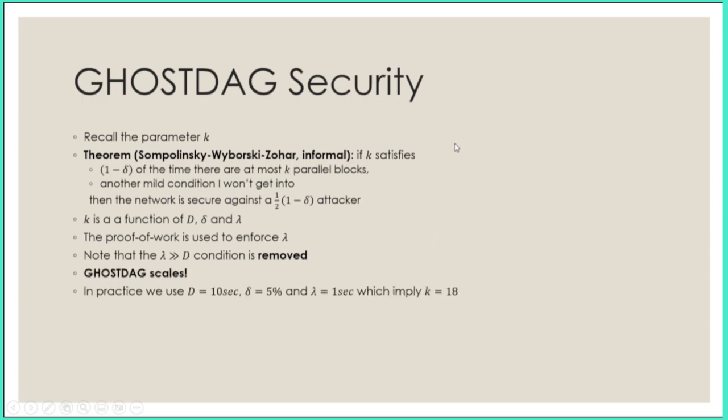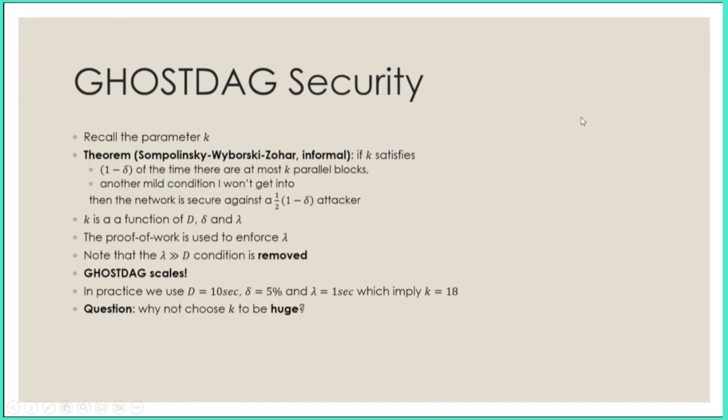So just I'll say for concreteness that in practice we use D of 10 seconds, delta of 5%, and lambda of 1 second, which imply K equals 18 and Nakamoto security against 47.5% attackers. So a good question to ask now is, why don't we just choose K to be huge? Because it seems that if K is large, then things are good, because if I choose K to be a million, then this condition will definitely hold.